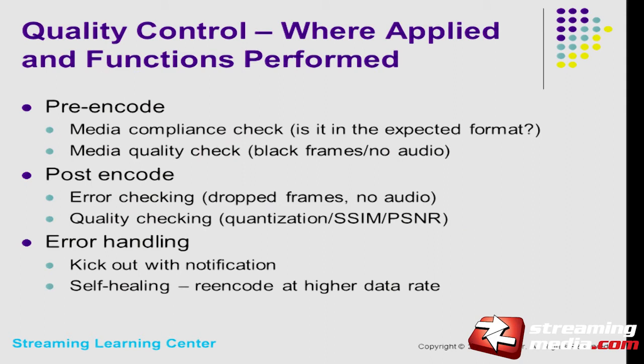And then quality control. If you're thinking about integrating that into your entire workflow, you've got to ask where you want to include it. Do you want to include it pre-encode, before you spend any encoding resources and time on producing this product? Do you want to do it post-encode? How do you want to check the quality? Do you want to look at quantization? Does quantization exceed a certain number? Do you want to do an SSIM or PSNR, a structural similarity or a peak signal-to-noise ratio test?